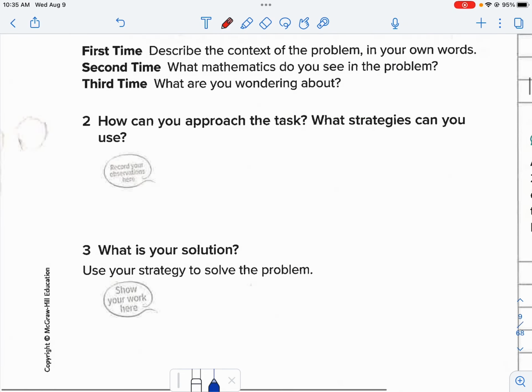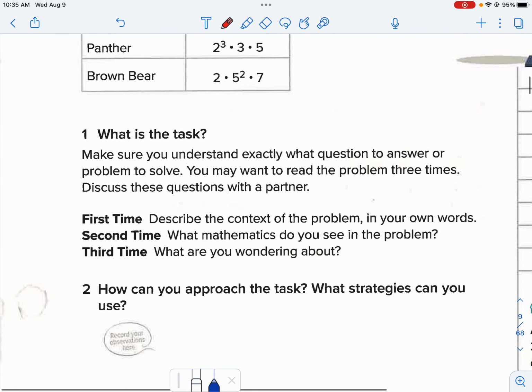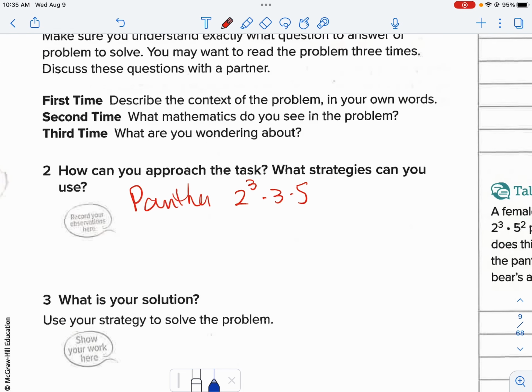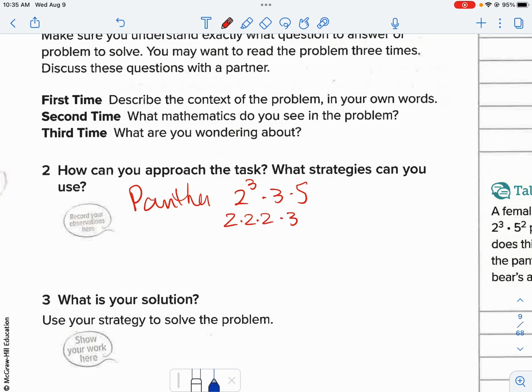Let's figure out, I'm going to just do it right here. Figure out the panther. The panther is 2 to the third times 3 times 5. So I'm going to do 2 times 2 times 2 times 3 times 5. So this will get me 8. And then I have times 3 times 5. So then I have 24 times 5. So that's 10. That's 12. That's 120. Sorry, my brain is.